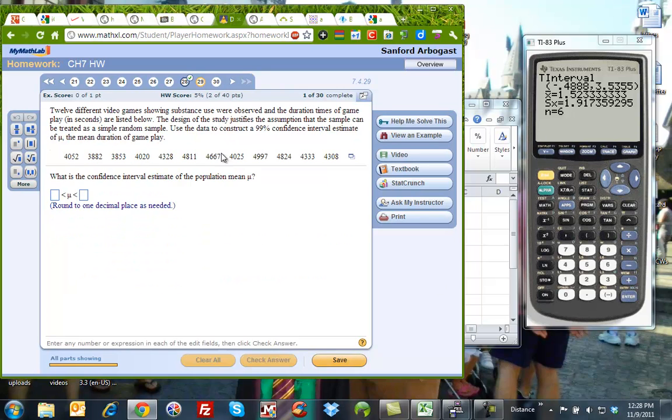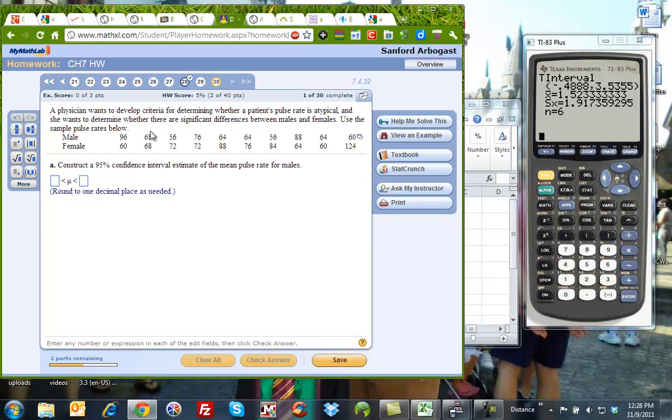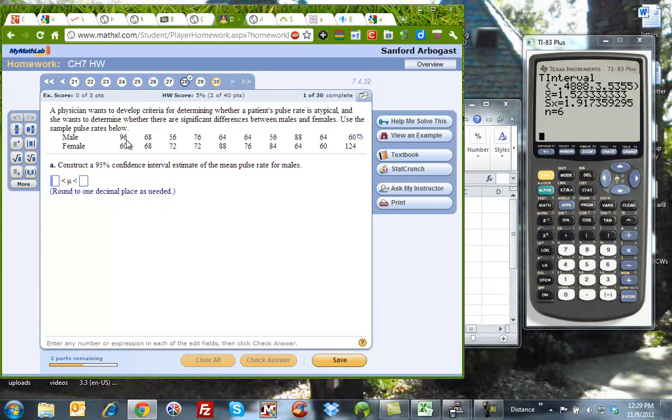Now number 29. Similar instances, except we're going to be doing a 99% confidence interval of our mean, and we do not have a standard deviation again. So we just take our numbers, plug them into a T interval, which is on the test, and get our answers. Same thing here for our 95% confidence intervals for our weights for men and women. We're going to do men in list one, women in list two, and get our confidence intervals.